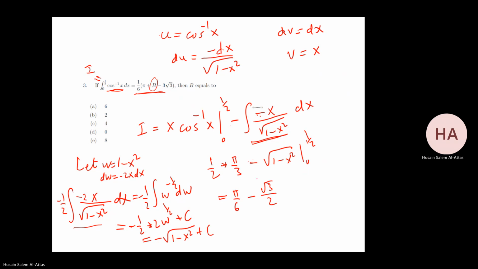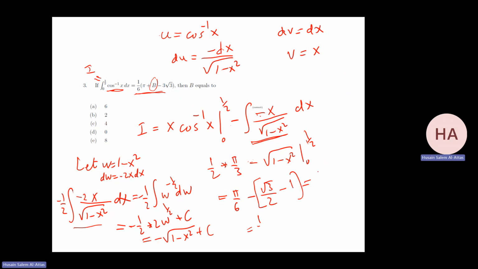Okay, let me do it this way. Put the half, I have 1 minus 1 over 4, square root of 3 over 4, which is square root 3 over 2. With the 0, that will be 1. Okay, so I have pi over 6. Yeah, it seems he took 1 over 6 as a common factor.